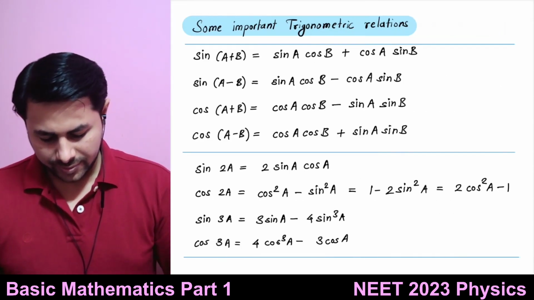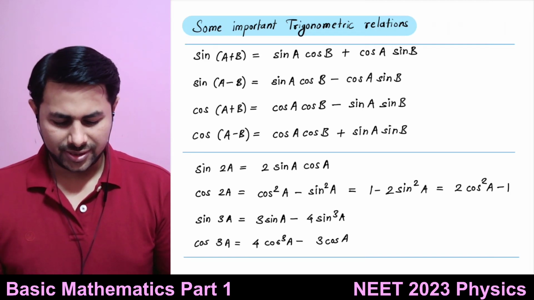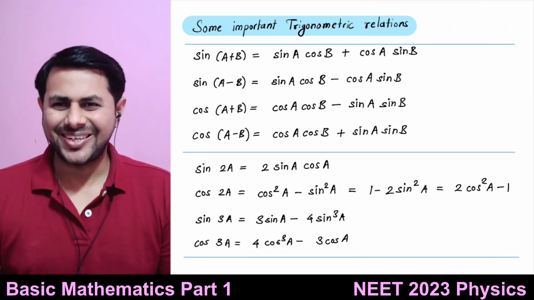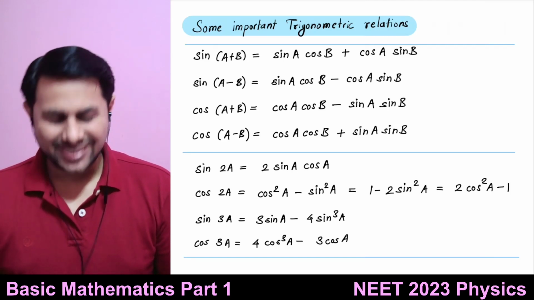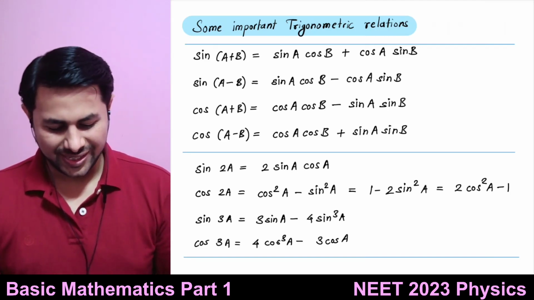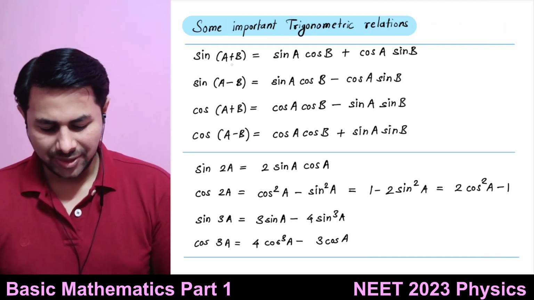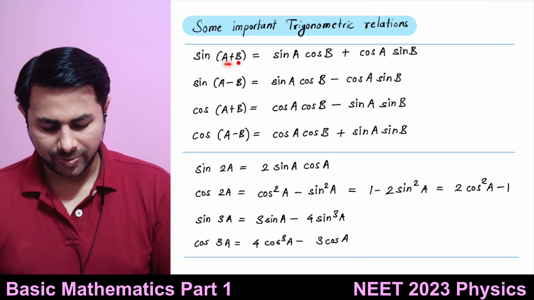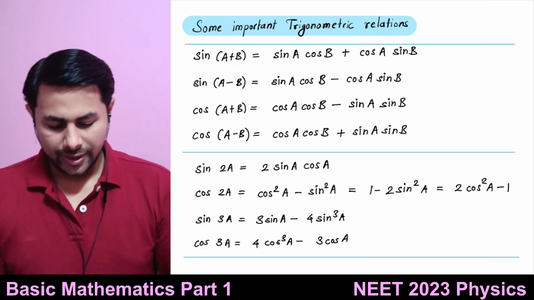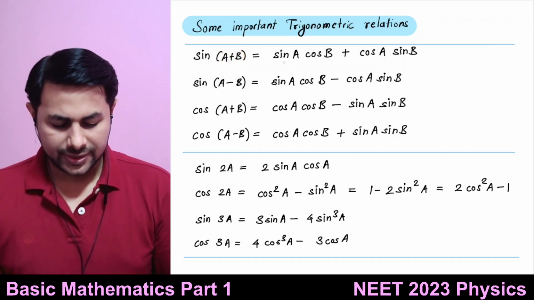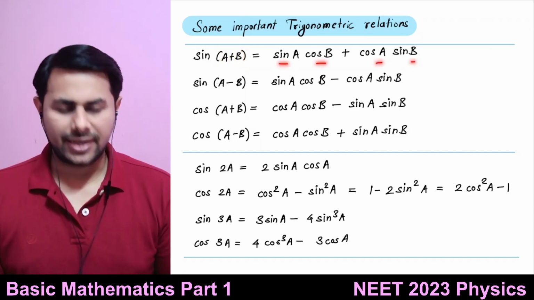Next, this is a big thing, and slightly intimidating. We have to memorize some trigonometric relations. All right. So these are the relations. So sine of sum of two angles. Okay, sine of sum of two angles. So first angle is A, second angle is B. So it is sine A cos B plus cos A sine B.